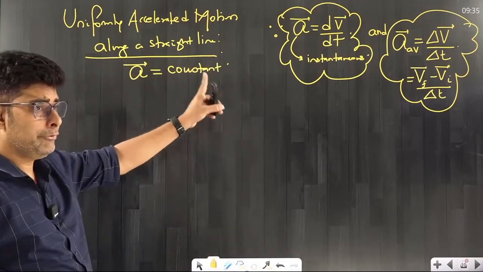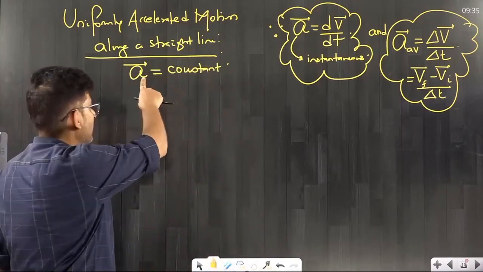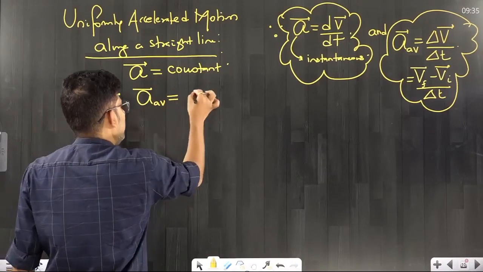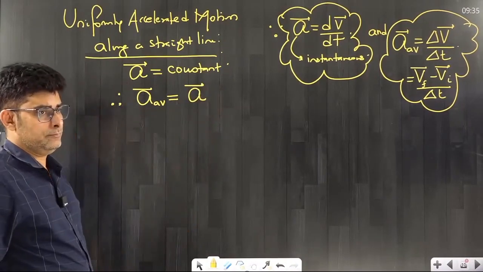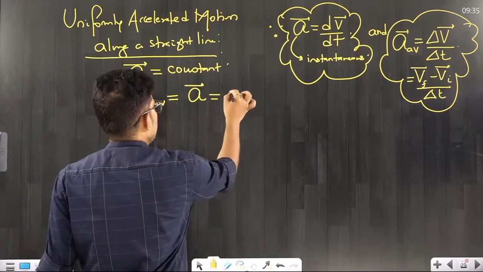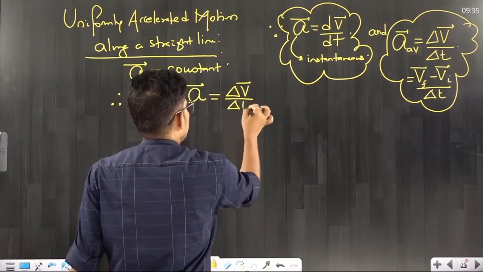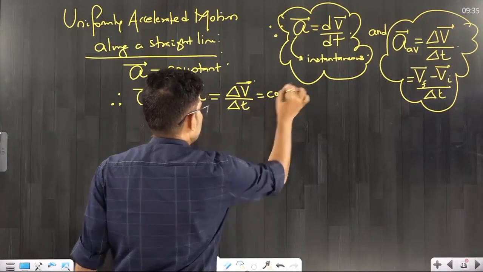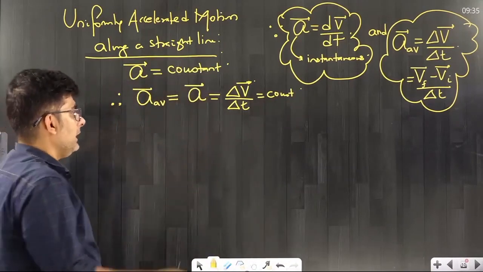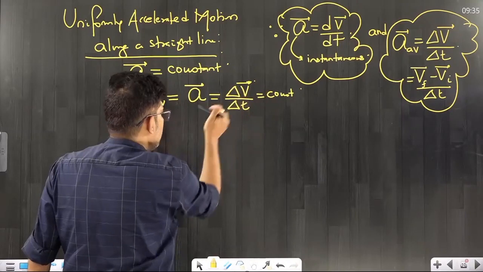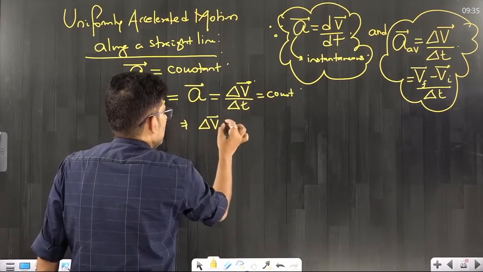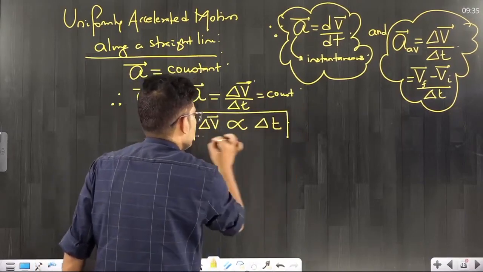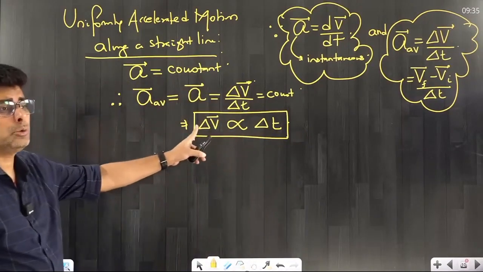Now if we use this concept over here, since acceleration is constant, we can say average acceleration will be equal to instantaneous acceleration, and average acceleration equals instantaneous acceleration means delta v by delta t, both are same. So this value is constant. Now what does it tell me? If delta v by delta t is constant, means change in velocity will be directly proportional to time interval. Can I say? Change in velocity is directly proportional to time interval.